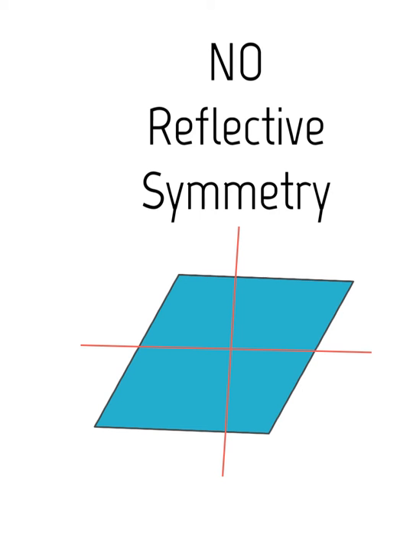Now here is an example of a shape that does not have any reflective symmetry. You'll see that I drew these red lines to show that if we were to fold this shape over those red lines or place a mirror on those red lines, it would not show the exact figure that is on the other side. So this does not have any reflective symmetry.